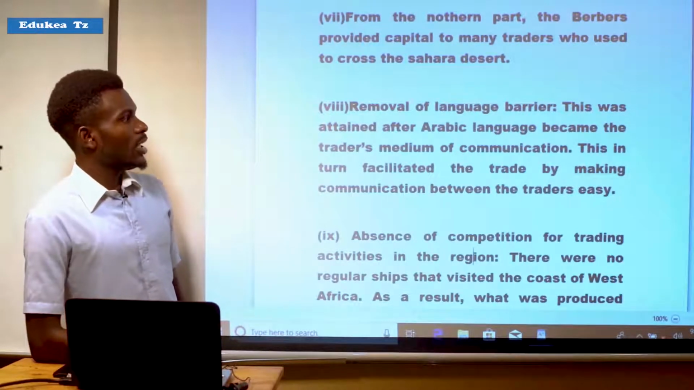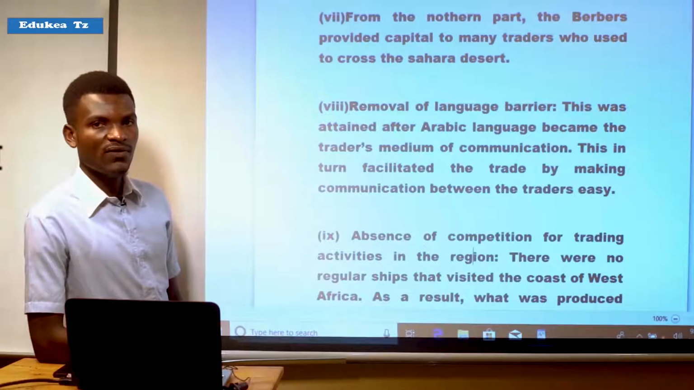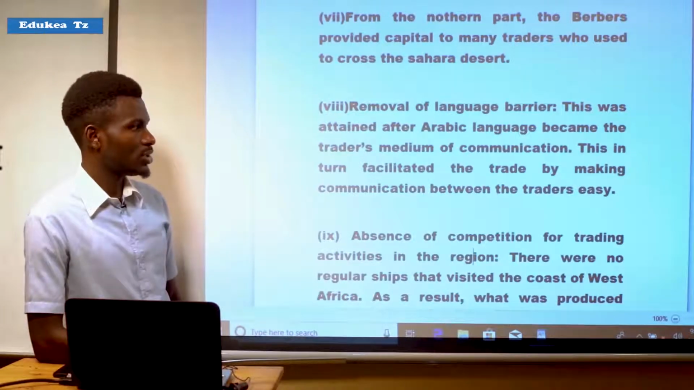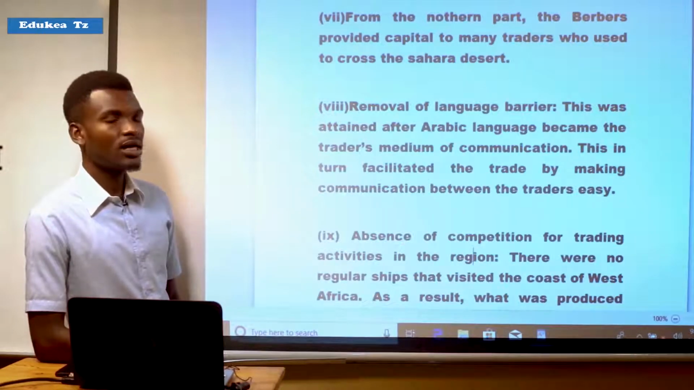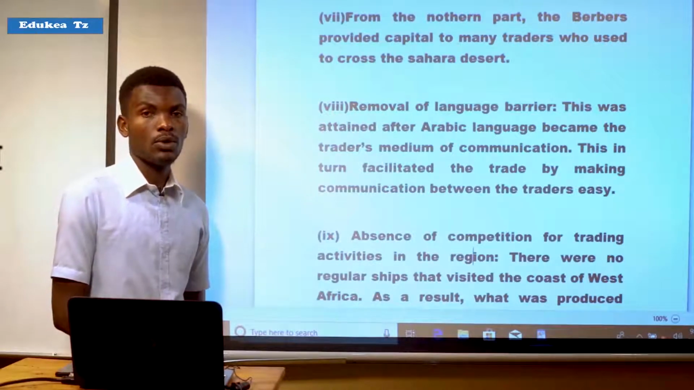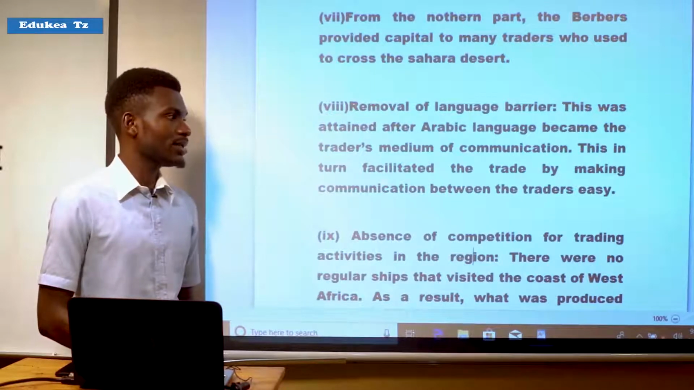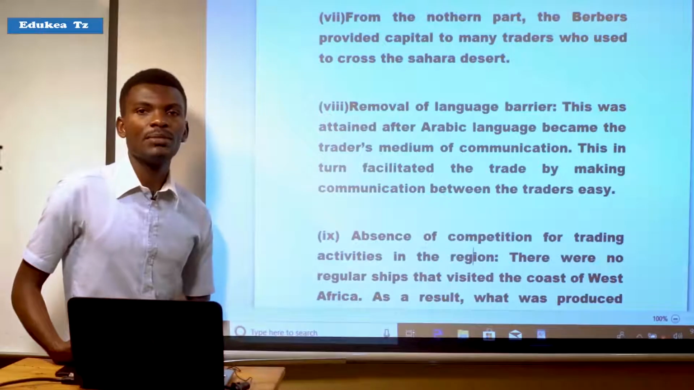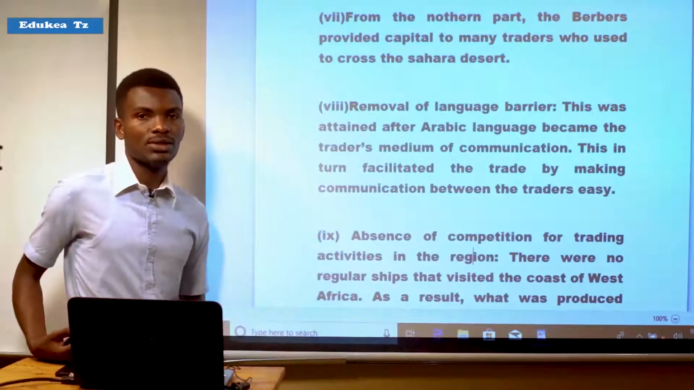And another factor, there was removal of language barrier. This was attained after the Arabic language became the traders' medium of communication. It means that after the arrival of Arabs in the region, there was introduction of the Arabic language, which was used as a medium of communication among the people who participated in the transatlantic trade. And this in turn facilitated the trade by making communication between the traders easy. The introduction of Arabic simplified communication among the traders during trading activities.